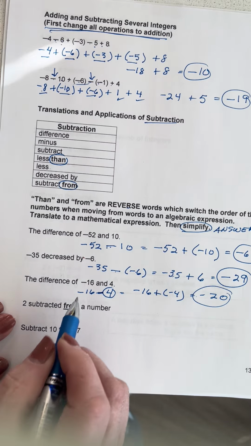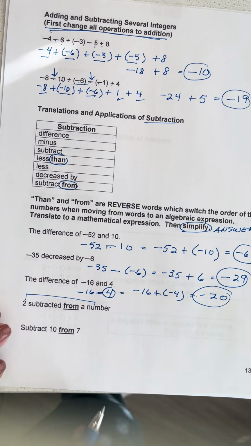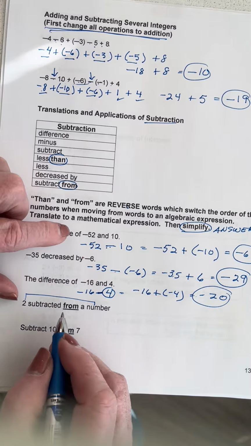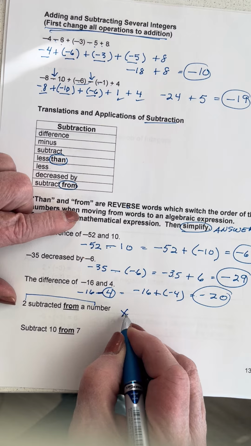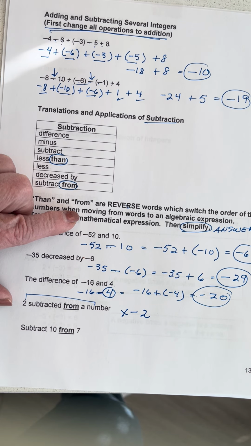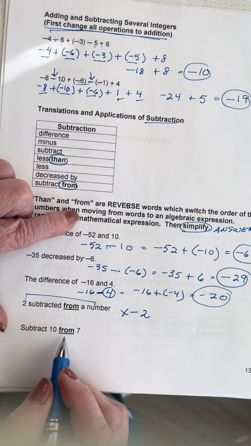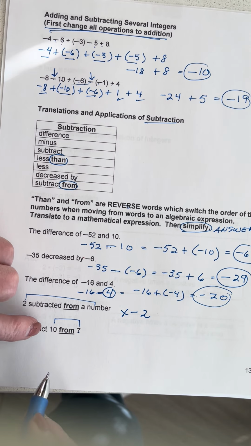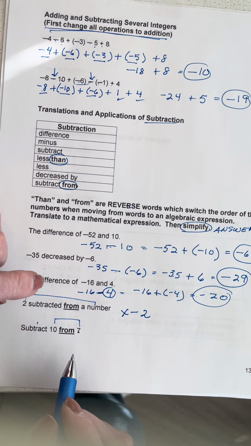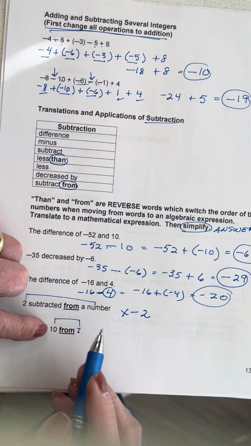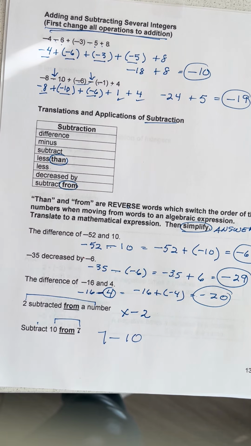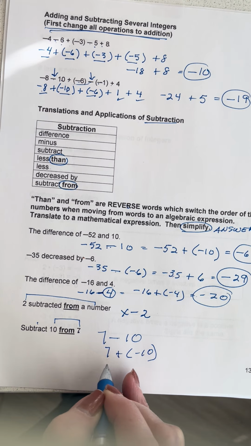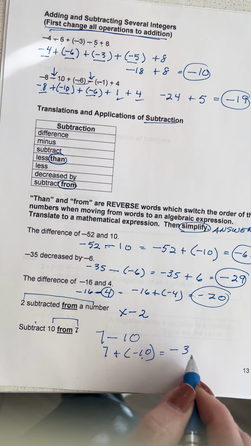Now we have from, which is one of these reverse words, which means that those two are going to be switched. And when we have a number, we're going to use a letter like X. So instead of 2 minus X, it's going to be X minus 2. And we can't simplify that. We're done. Subtract 10 from 7. From is the other reverse word. So these two are going to be switched. So instead of 10 minus 7, it's going to be 7 minus 10. And we can do that one. So instead of subtracting a positive, we're going to be adding a negative 10. So do we have more positive or negative? 3 more negatives.